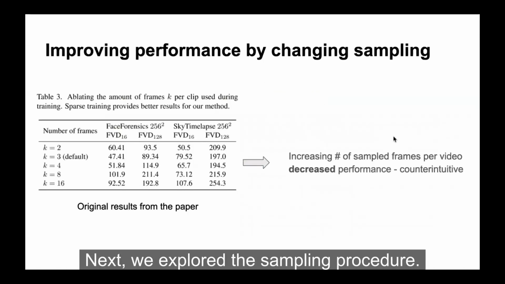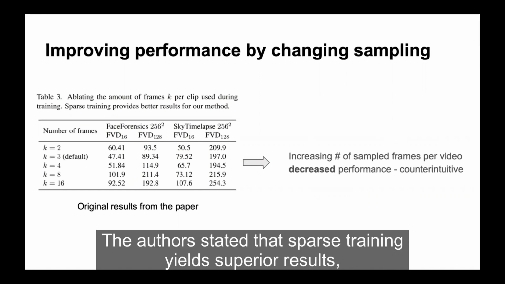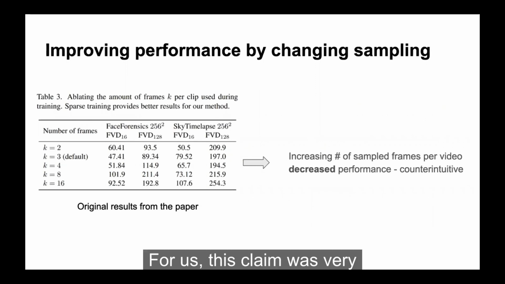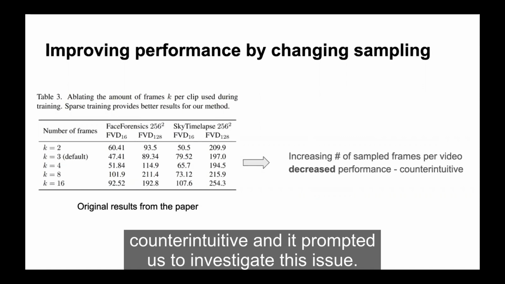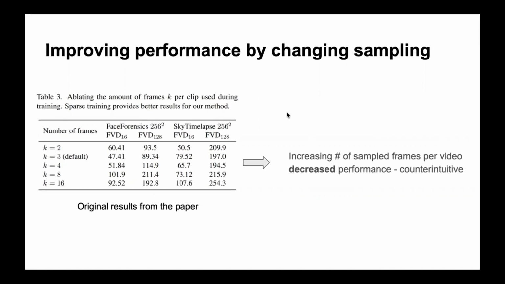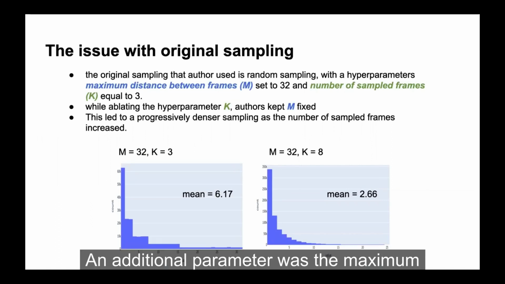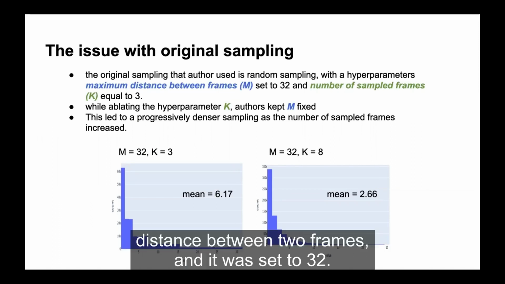Next, we explored the sampling procedure. The authors stated that sparse training yields superior results, implying that fewer sampled frames produce better results. For us, this claim was very counterintuitive, and it prompted us to investigate this issue. The authors used random sampling with K equals 3 frames processed by the model. An additional parameter was the maximum distance between 2 frames, and it was set to 32.